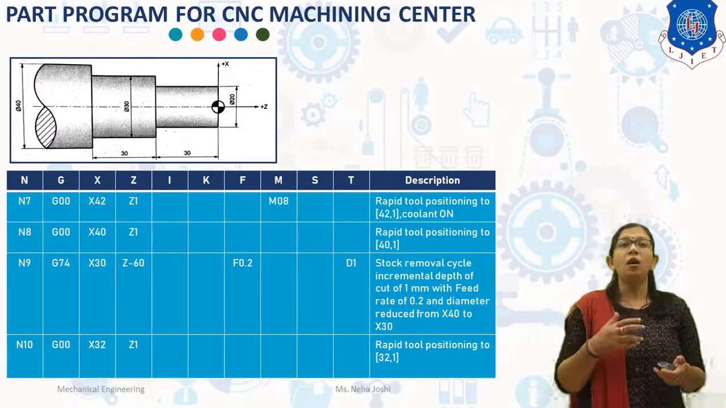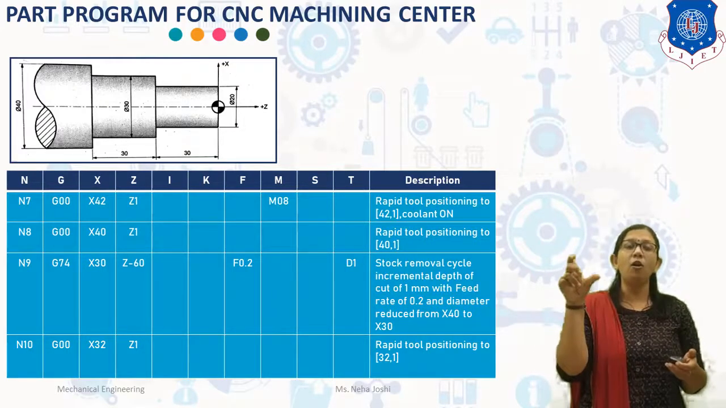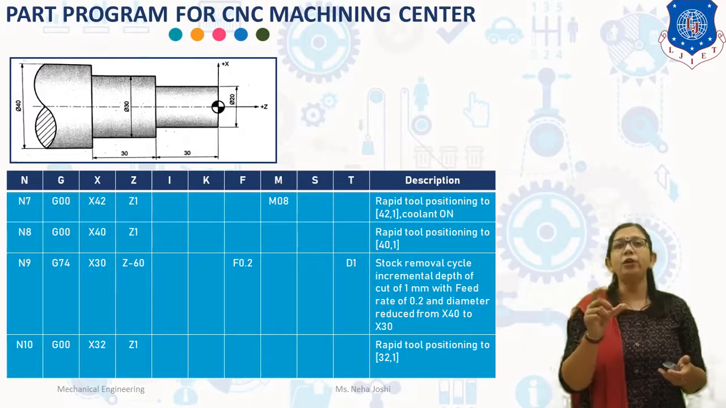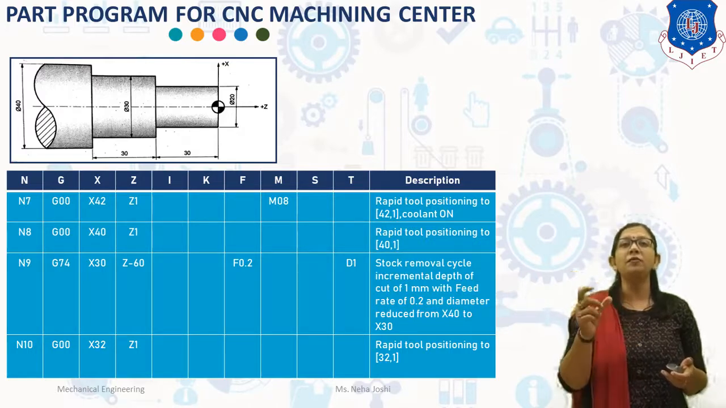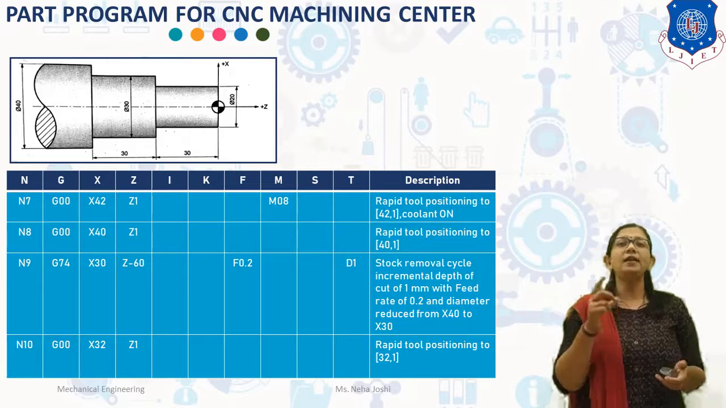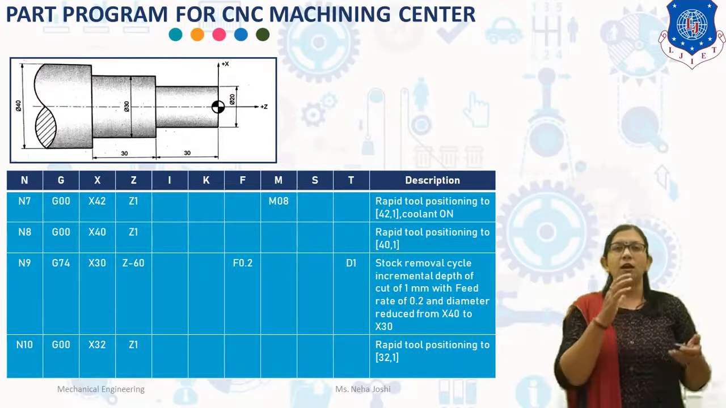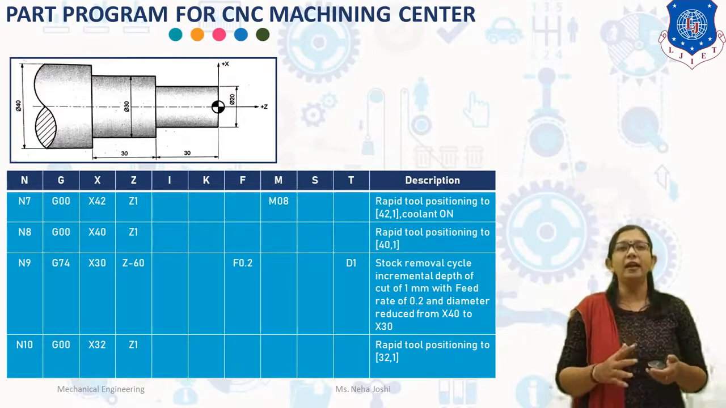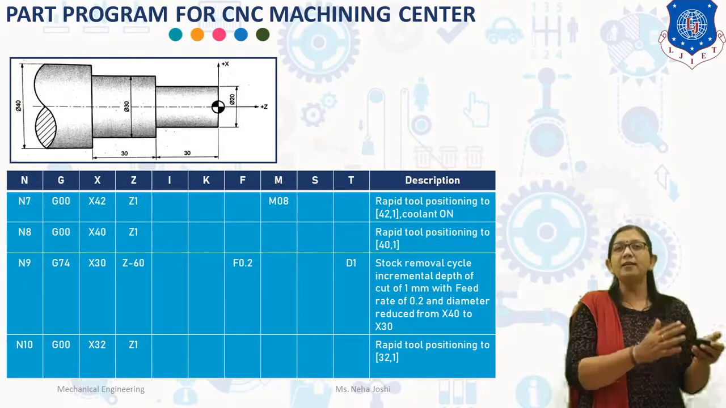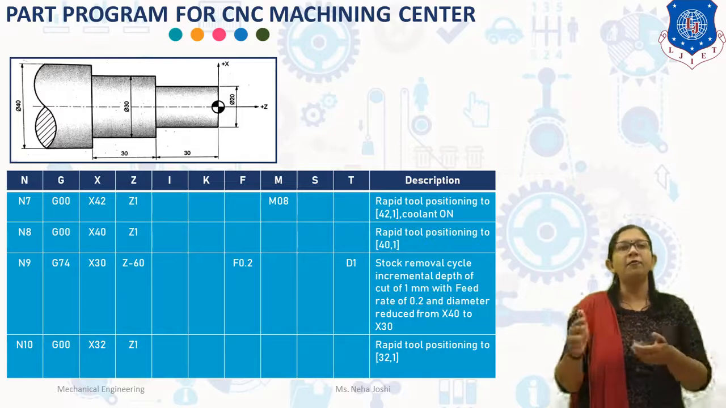Okay. Now we have been given a blank of 40 mm. Now set the tool X at 41 to 42, 1 to 2 mm more than the given diameter for safety purposes, and in the Z direction set the tool at 1. Okay. M08 is used for turning on the coolant. Then the next sequence is N8. Z00 is used for rapid tool positioning in X at 40 mm and in Z at 1.